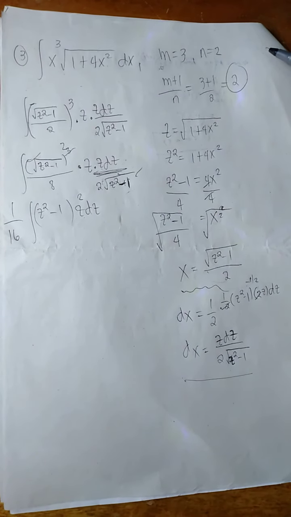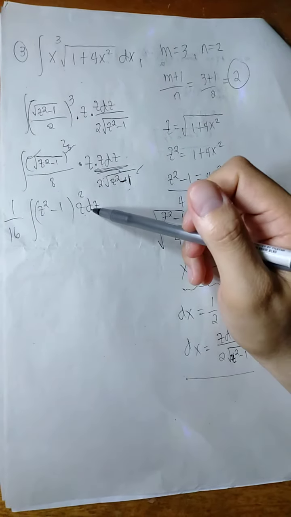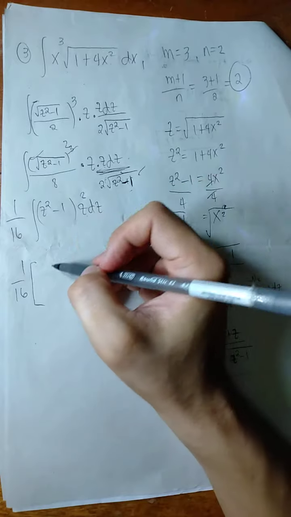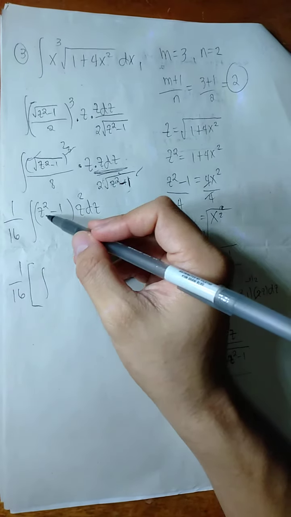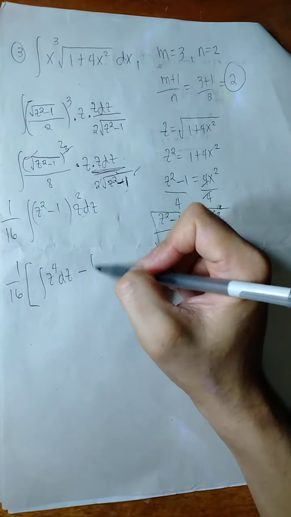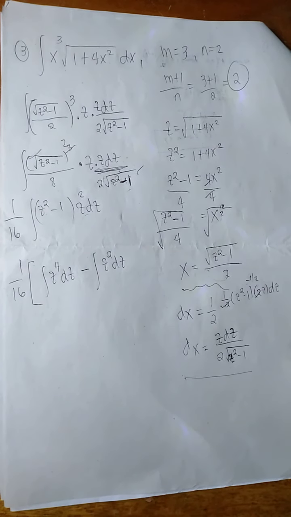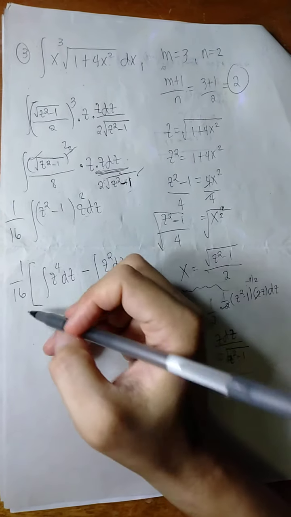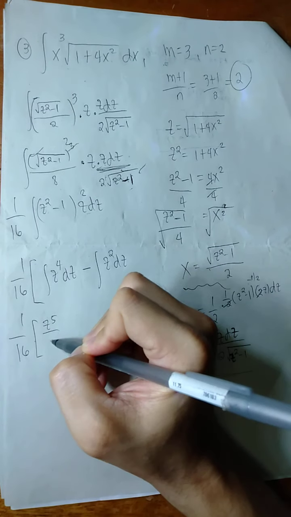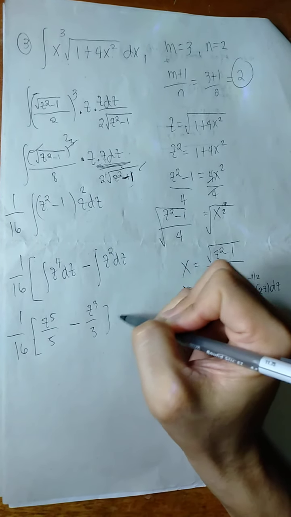Then, factorable na yan, di ba? So, we just have to distribute na lang yung integral sign tsaka yung z squared dz. So, magiging 1 over 16. So, i-distribute natin integral sign. So, integral of z squared times z squared. So, z to the 4th dz minus integral of z squared dz. Then, power formula na lang yan. So, simply becomes 1 over 16, z to the 5th over 5 minus z cubed over 3 plus c.